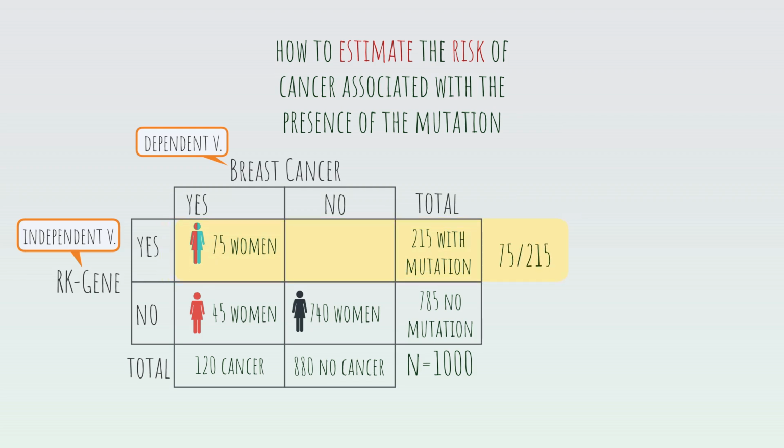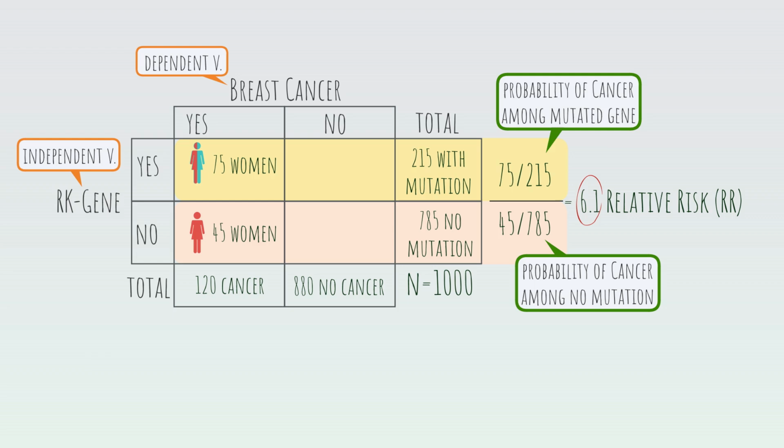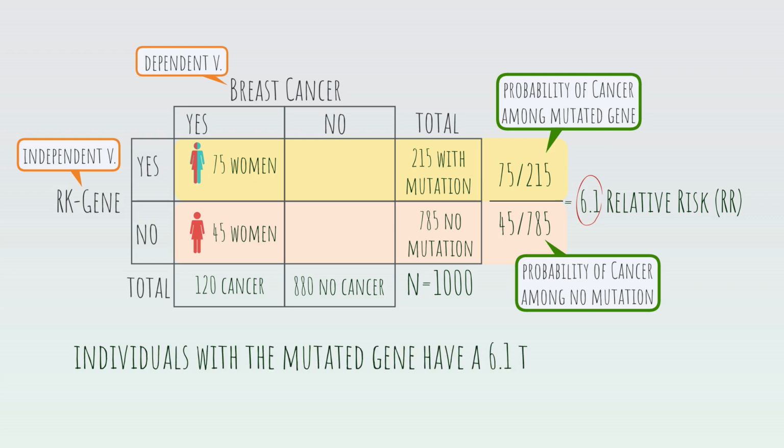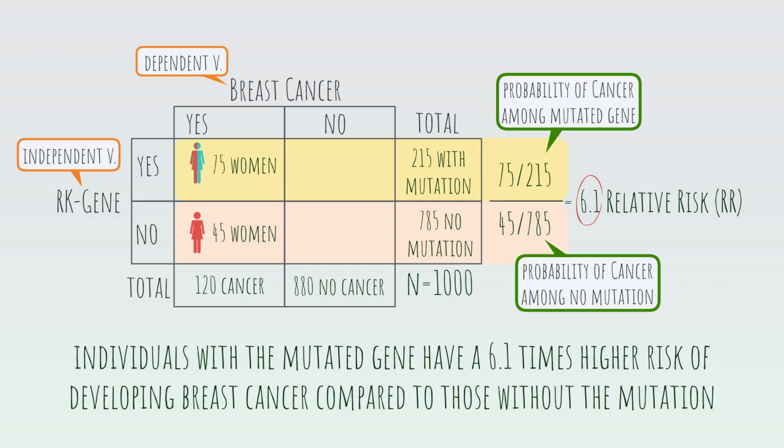Now, by calculating the probability of developing cancer among those with a mutated gene and those without it, and then dividing these probabilities, we can determine the relative risk value. In this example, the relative risk is calculated to be 6.1, meaning that individuals with a mutated gene have a 6.1 times higher risk of developing breast cancer compared to those without the mutation. It is important to note that the relative risk is calculated in direction of the independent variable.